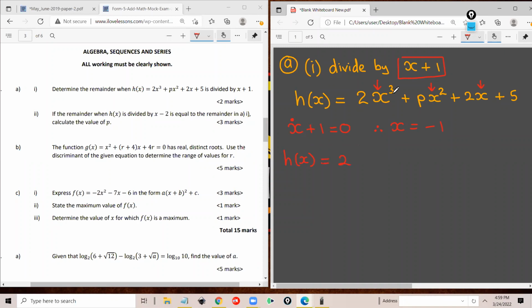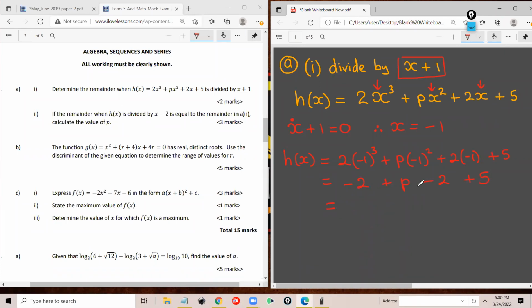So let's replace it here. We have 2, and this cube only belongs to the x, so it's minus 1 cubed, plus p times minus 1 squared, plus 2 times minus 1, plus 5. Minus 1 cubed is minus 1, and then you multiply it by the 2, so you end up with minus 2. Minus 1 squared is positive 1, and positive 1 multiplied by p is just p. Well, this is easy: 2 by minus 1 is minus 2, plus 5.